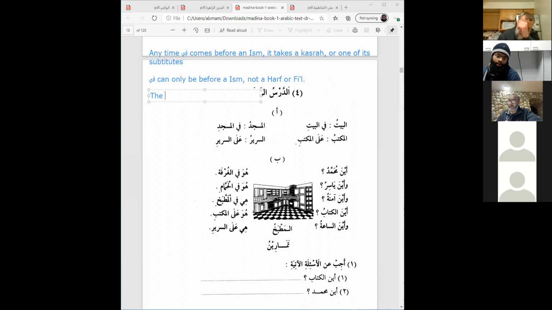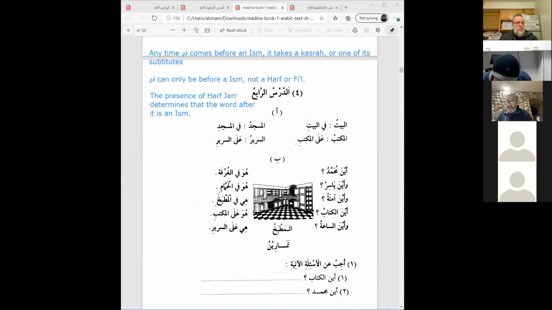One last thing we can learn is that the presence of a harf jar determines that the word after it is an ism. Because remember, we said fi can only be before an ism. So if you see fi before a word, that word is an ism. And that applies to fi, to ala, and to all of the other huruf jar. We'll get to them, inshallah.